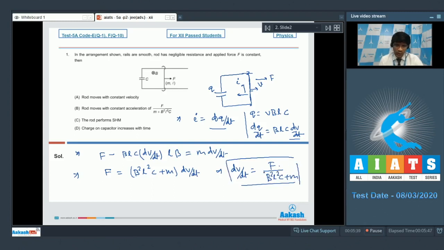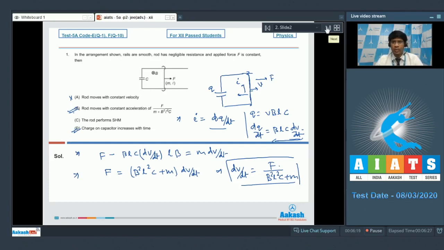This is the acceleration. So I would say the rod must be moving with the constant acceleration of F divided by M plus B square L square C. And once it is having the constant acceleration dV/dt, the charge on the capacitor must be increasing and the current would be BLC dV/dt. So rod moves with constant velocity is the wrong option. B is the correct answer, and charge on capacitor increases with time, that is the correct answer. So we are getting options B and D as the correct answer for question number 1.